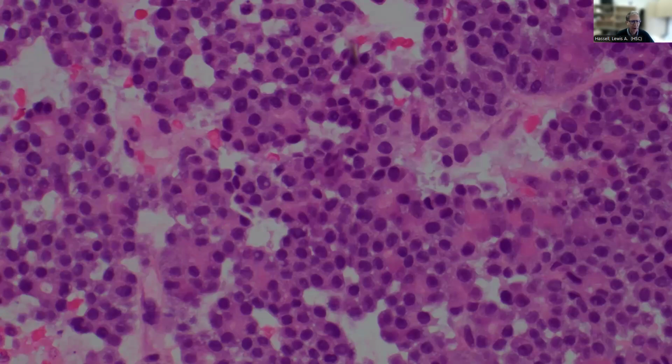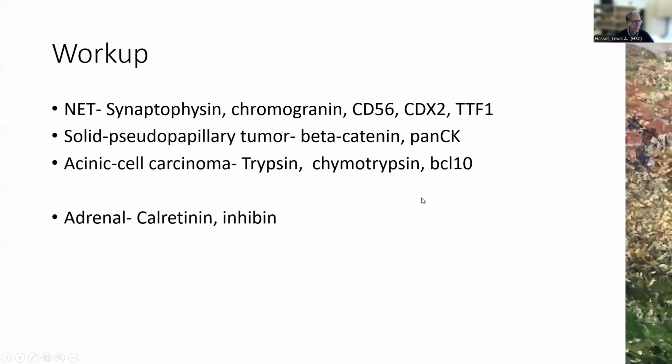Again, diffuse chromatin, very potentially neuroendocrine-like in this appearance, but not much in the way of nuclear molding. Maybe a mitosis here. So the workup that we proceeded with based on those considerations included some neuroendocrine markers. Any of these would be possibilities.